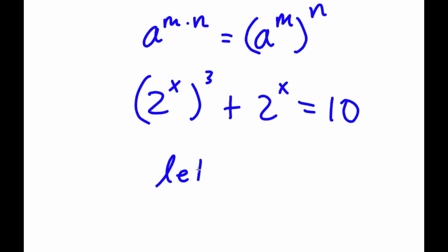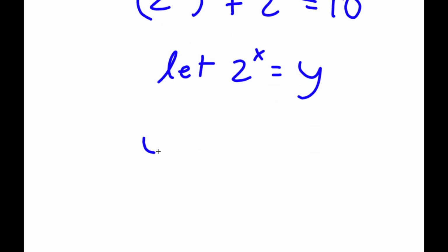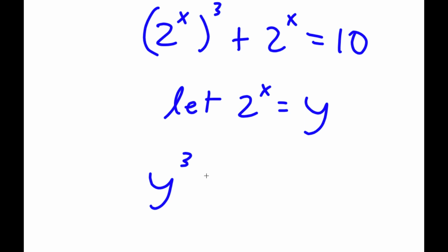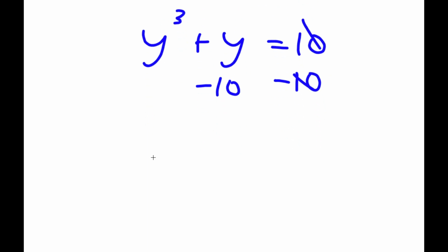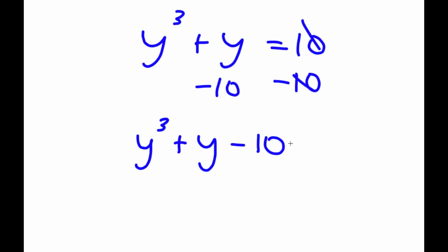And now I'm going to let 2 to the power of x equal to the variable y. So now I have y to the power of 3 plus y is equal to 10. Now if I subtract 10 on both sides, I get y to the power of 3 plus y minus 10 is equal to 0.